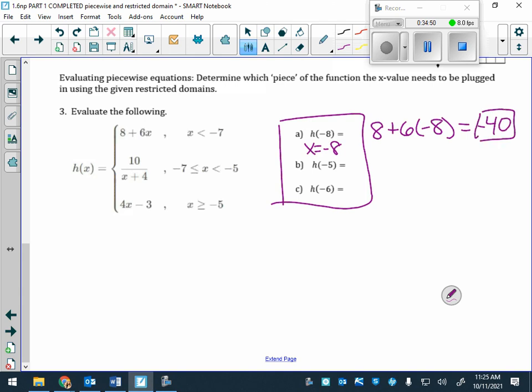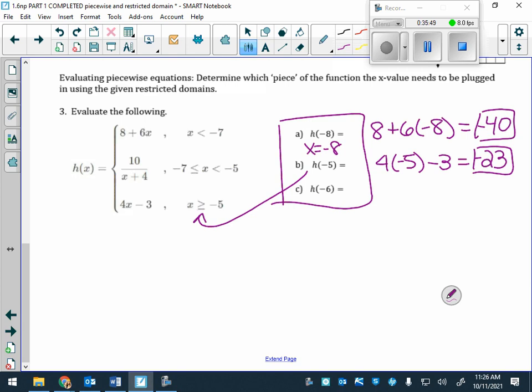Okay. The next one, h of negative 5, which one does it fit into that you will have a corresponding y value to? First, second, or third? Andrew? Why? Perfect. Yep, good. You did it right. So 4 times negative 5 minus 3. Since negative 5 is equal to here, we plug it into the third one. What is our corresponding y value? Brian? Good. Negative 23.